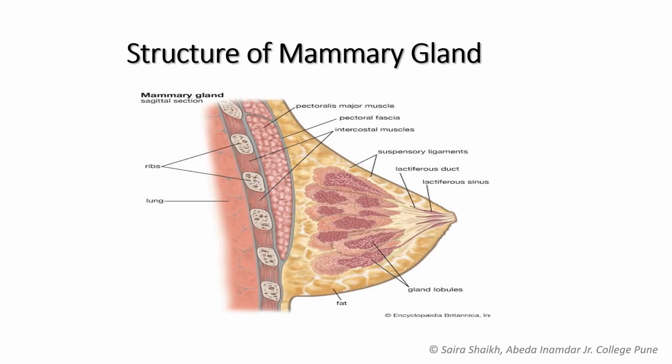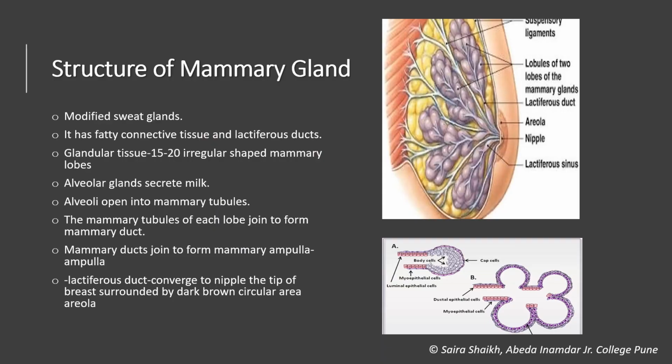The most portion of the mammary gland is fatty, and in that you can find glandular tissue. The glandular tissue of the mammary gland has 15 to 20 irregularly shaped lobes. Those lobes are called mammary lobes. In every mammary lobe, alveolar glands are present.